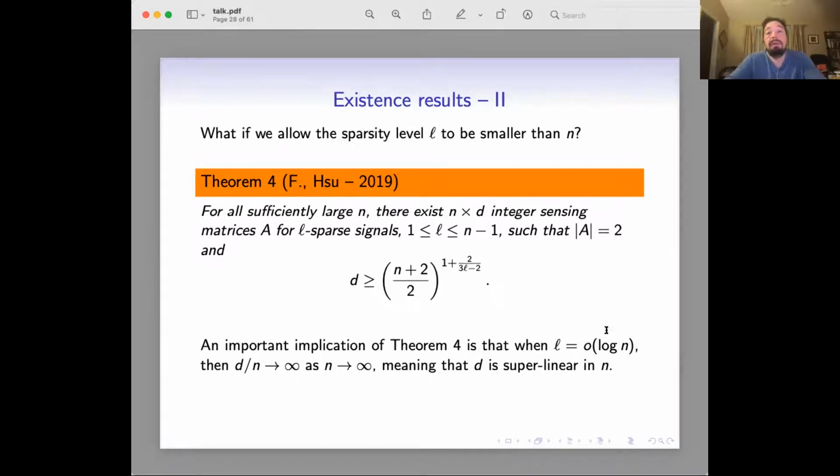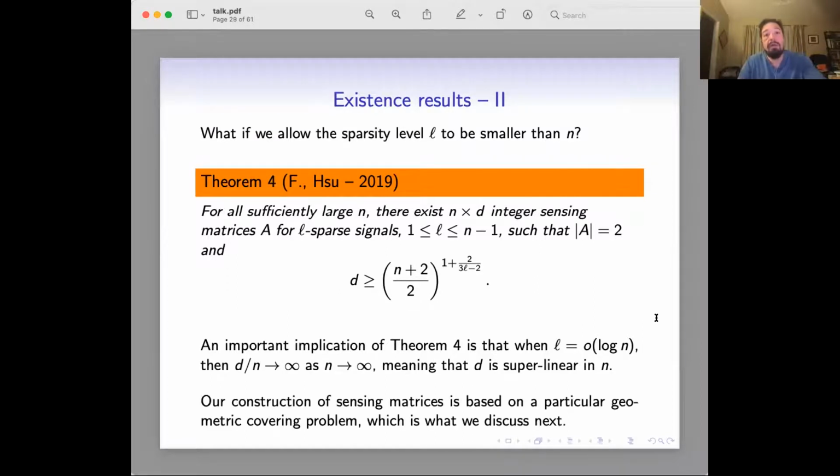Okay, so let me tell you a little bit about how to prove this theorem. To construct, and by the way, I should say that this construction is deterministic. So it's not just a probabilistic argument, but an actual deterministic construction, which is based on a certain geometric covering problem, which I want to tell you about next.